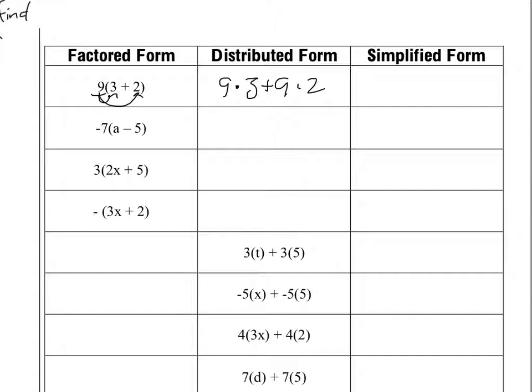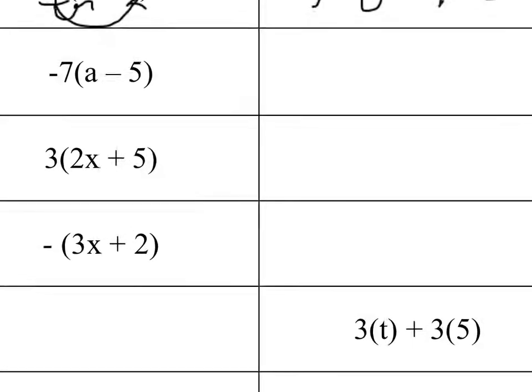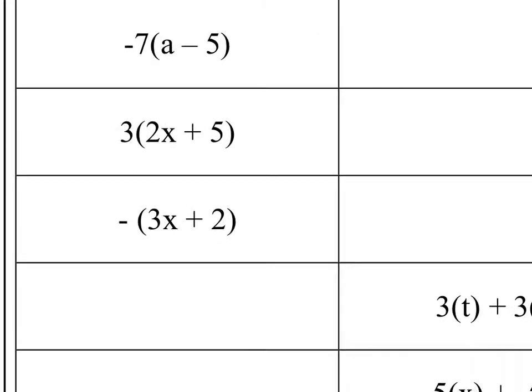And so our simplified form, we can go ahead and multiply those pieces out. It's going to be 27 plus 18, which obviously we could take a step further and say that this was equal to 45. Now this next one we have to be a lot more careful with. Before I go through and distribute this one, I'm going to go ahead and change this to an add the opposite.